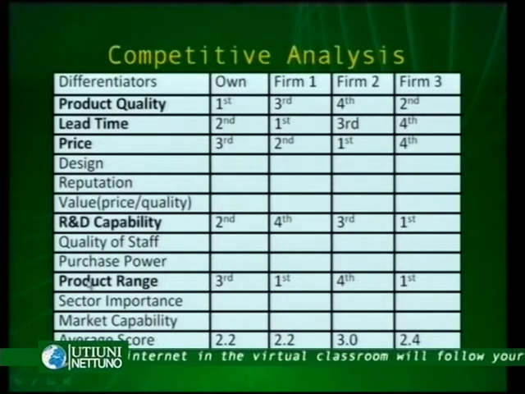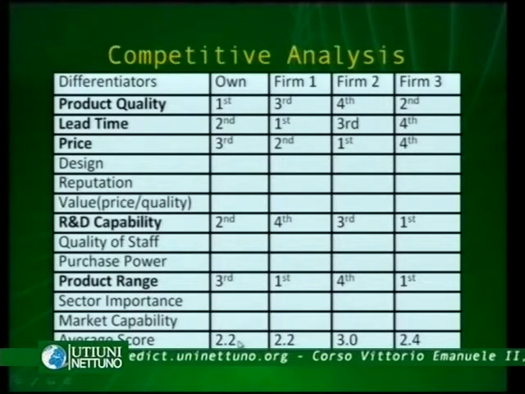Product range, you're doing reasonably well, not so good, third actually, and joint first for the first and the third firm. They're both joint first. So not so good there, but overall, at the very bottom, the average score, you're 2.2, which is top, and firm 1 is 2.2, which is top. Close to it is firm 3, and then firm 2 is the fourth company.